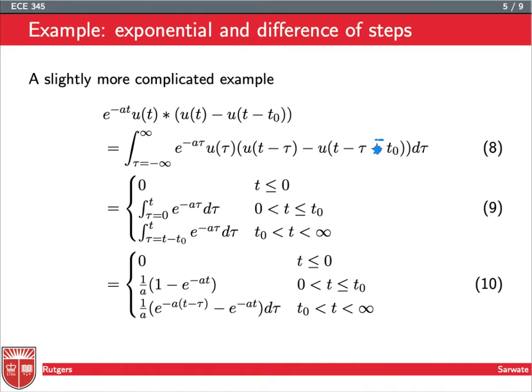So here's a slightly more complicated example. Here we have x of t is e to the minus at u of t. So we again have our decaying exponential. So this is x of t. Always draw a picture.